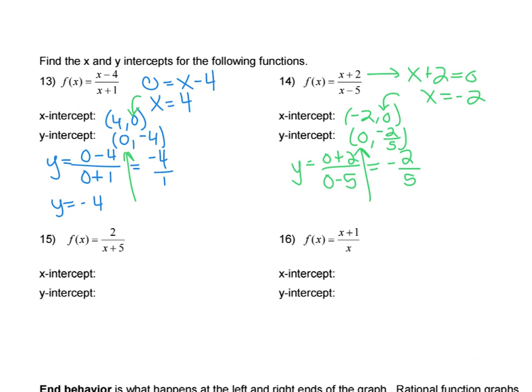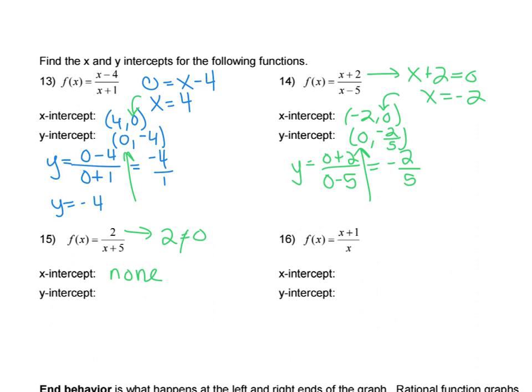15, we have f of x equals 2 over x plus 5, and we're going to start with the x-intercept, so we take the top, and we set it equal to 0. But hold on, think about that. Is 2 actually equal to 0? No. So if you get a false statement, your answer is that you do not have an x-intercept. Anytime there's a false statement in math, alarm bells should be going off and you should think, uh-oh, something's wrong. So alarm bell went off. We do not have an x-intercept because the top is not indeed equal to 0.